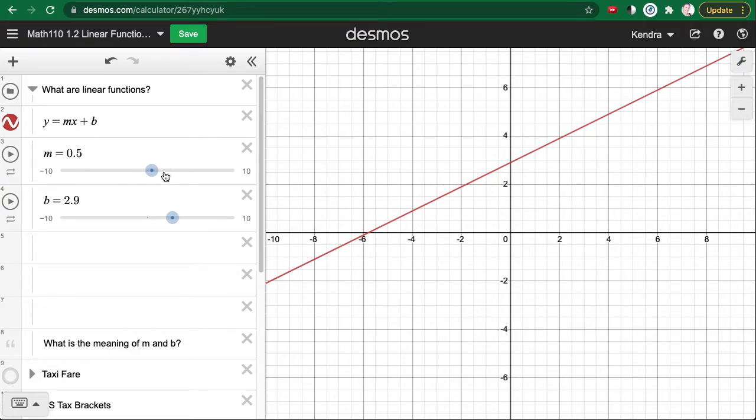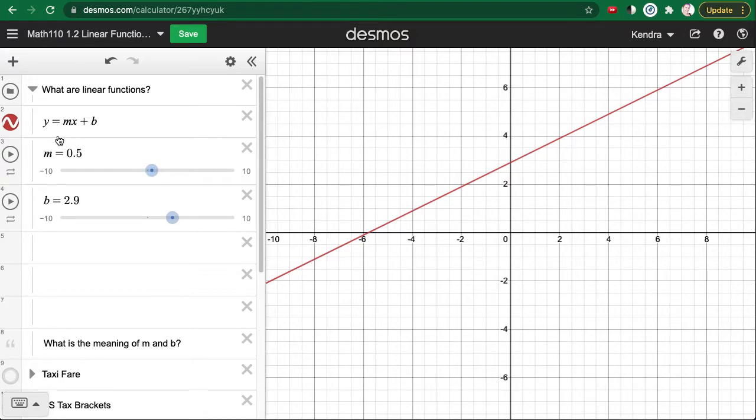I have this set up so that m and b are sliders, and I want you to see if you can predict what will happen. How will the graph change as I drag this m slider, and how will this graph change if I drag the b slider? Pause the video and think about that for a moment. You might even create your own graph with exactly this situation and test it out.